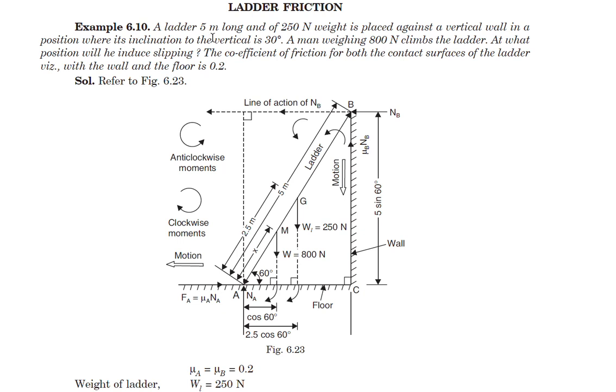A ladder 5 meter long and of 250 Newton weight is placed against a vertical wall in a position where its inclination to the vertical is 30 degree. A man weighing 800 Newton climbs the ladder. At what position will he induce slipping? The coefficient of friction for both the contact surfaces of the ladder, with the wall and the floor, is 0.2.